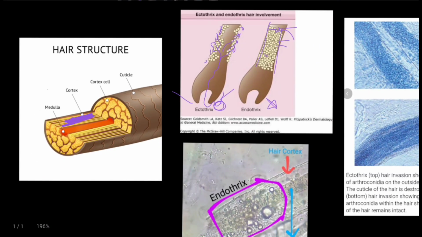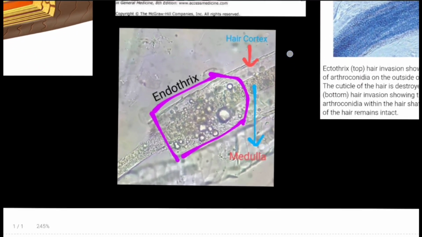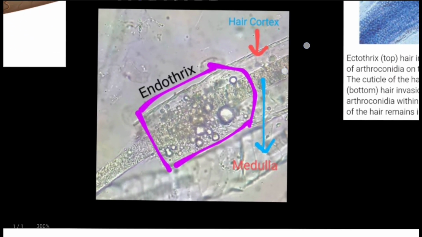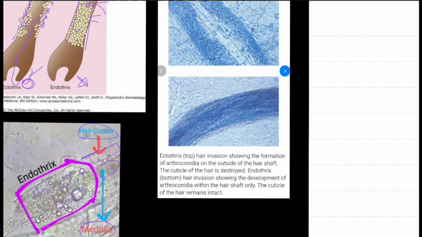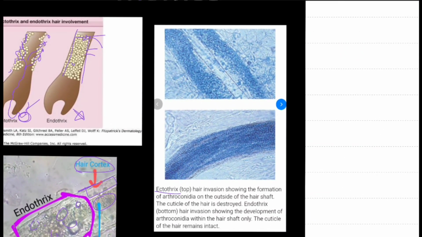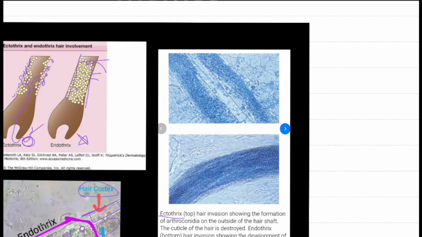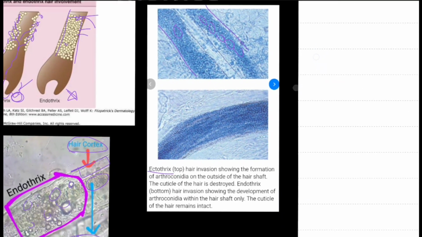One is the endothrix, where the spores are produced in the shaft. You can observe in this image that this structure is the hair cortex, this outer side is the cuticle, and the inner thing is the medulla. These are the multiple spores which are produced inside the shaft of the hair, making the endothrix way of invasion. Here you can also notice the top one is ectothrix, where the spores are produced on the outer surface of the hair. So this is the ectothrix.